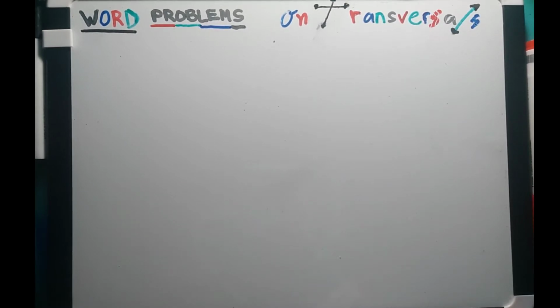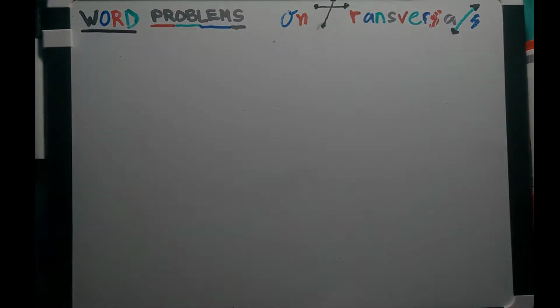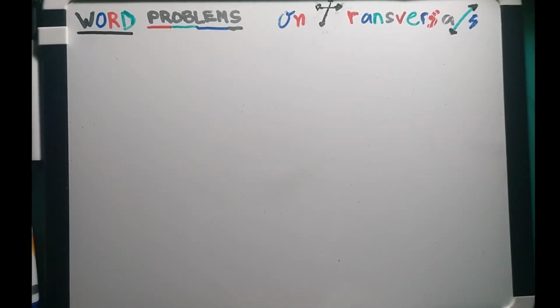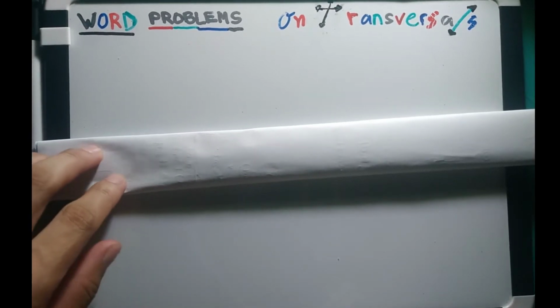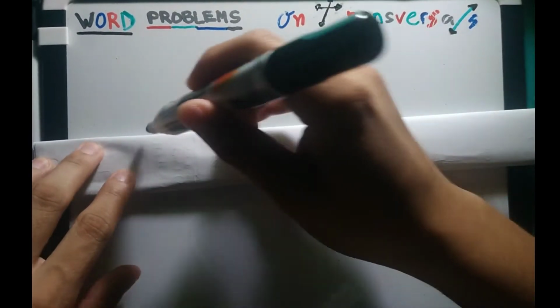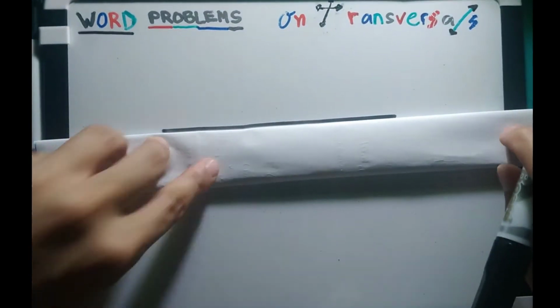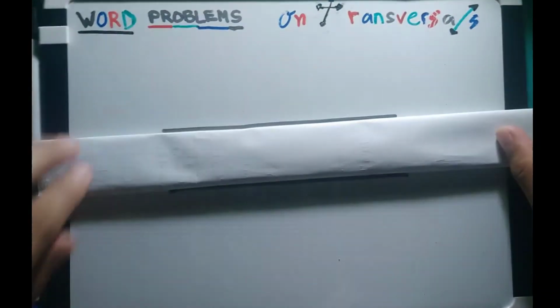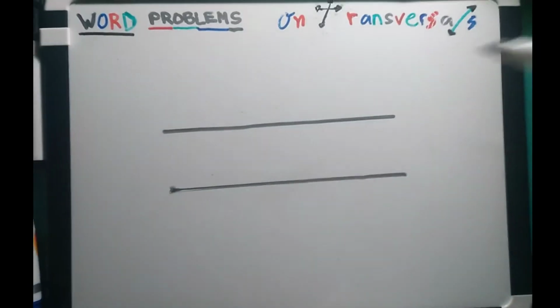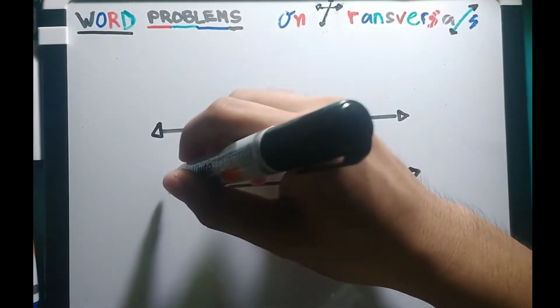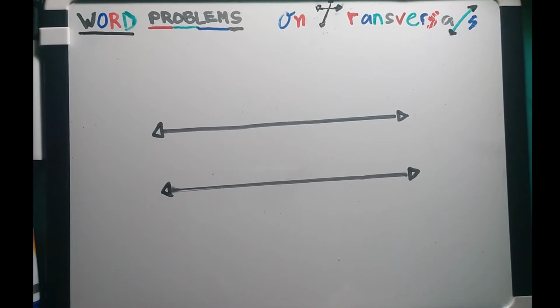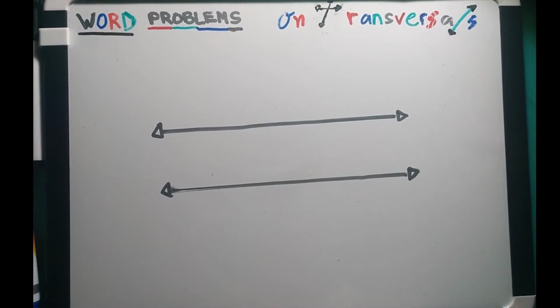Before we can draw a transversal, we first need a pair of lines, and the most common we use in geometry are parallel lines. Let us now draw our parallel lines. By using this ruler, we can be certain that the two lines will be parallel. Now we have two lines, and as we can see, they are equidistant to each other, therefore they are parallel.